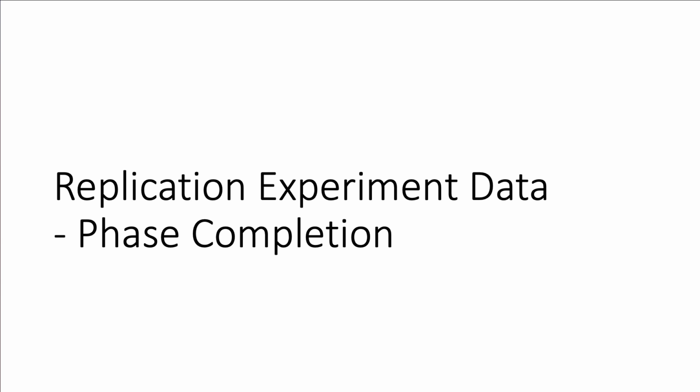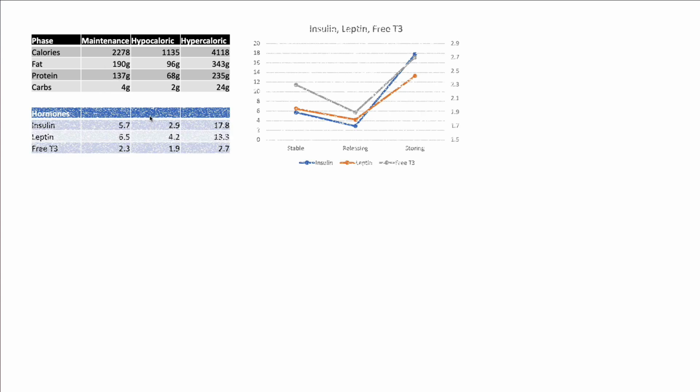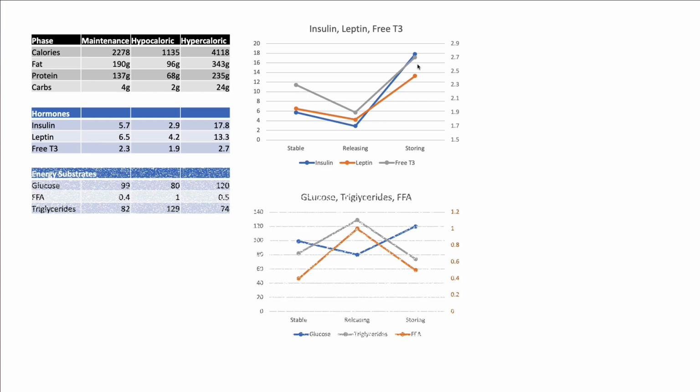Now let's look at the phase completion. So each completion of the 5 phases, I had wide spectrum blood work. So remember, here's a breakdown. Maintenance was roughly these calories with this breakdown of macronutrients. We have hormones that basically follow what we'd expect. Insulin, leptin, free T3, they all go down when I'm hypocaloric. They're all going up when I'm hypercaloric. Same thing with energy substrates.